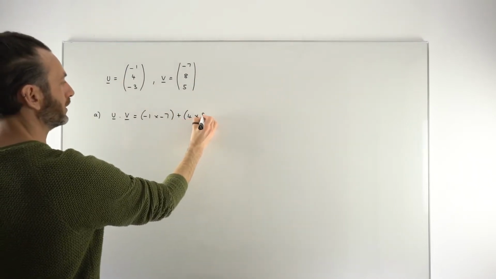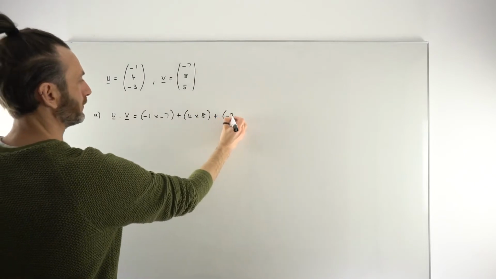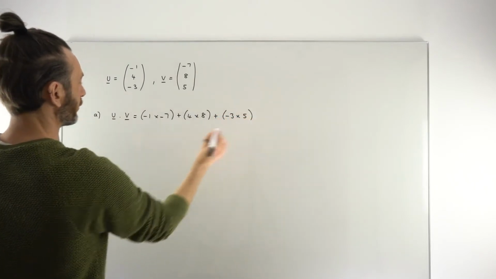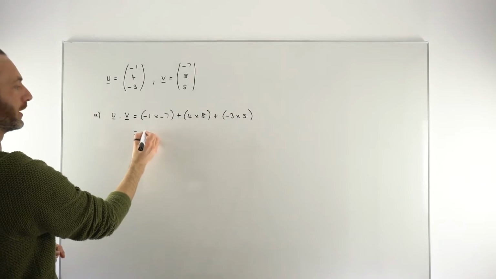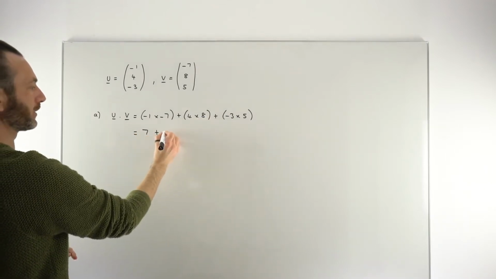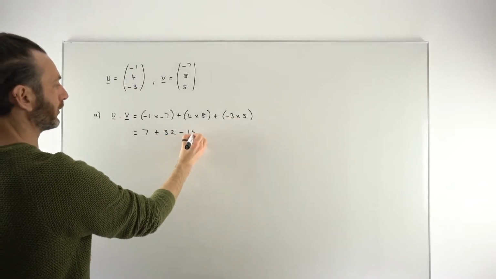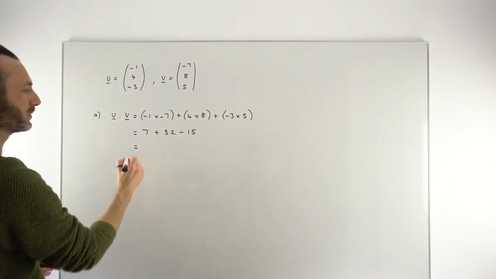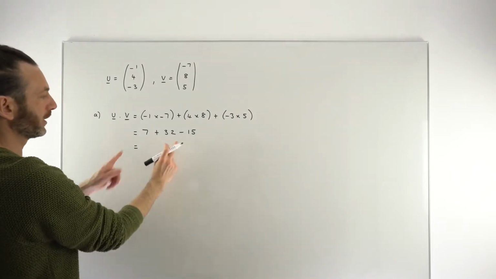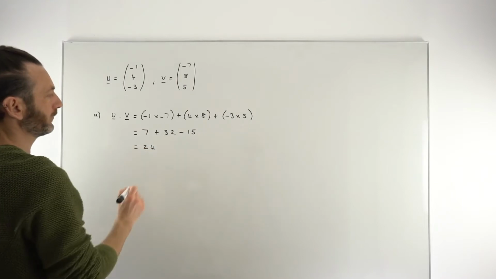So 4 times 8. And then finally -3 times 5. So pretty straightforward technique, really, this one. So multiplying those to get a +7 because it's a double negative. These give us a 32, and this is a -15. It is a calculator question. You could do it on the calculator. Sometimes it's quicker actually to do it non-calc. So that would be 39 minus 15, which is 24.